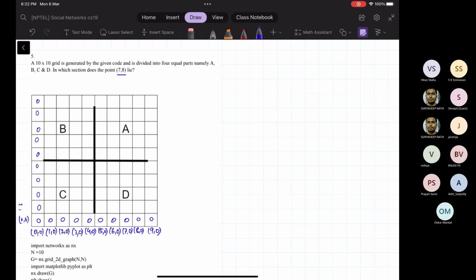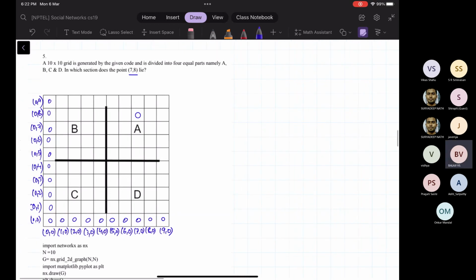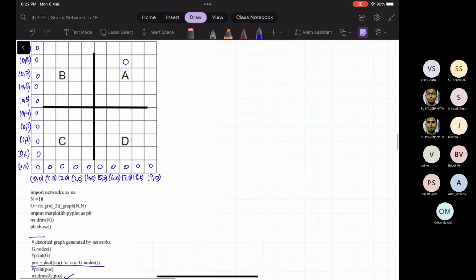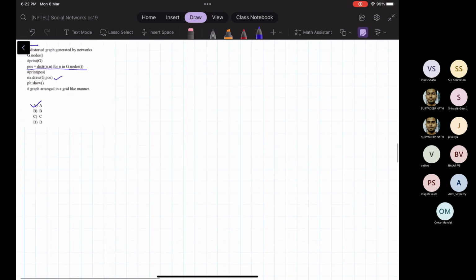So it will be 0, 0, 0, 1, 0, 2, 0, 3, 0, 4, 0, 5, 0, 6, 0, 7, 0, 8, and 0, 9. So now we are asked to find where 7, 8 will lie. So 7, 8 would be in the seventh column. So it will go like this and 8. So it will lie somewhere over here. So the right answer. Sir. Yeah. So it will lie in quadrant A. So the right answer is quadrant A for this question.